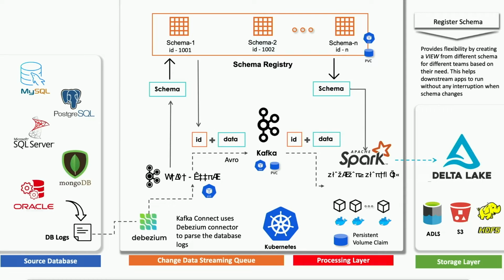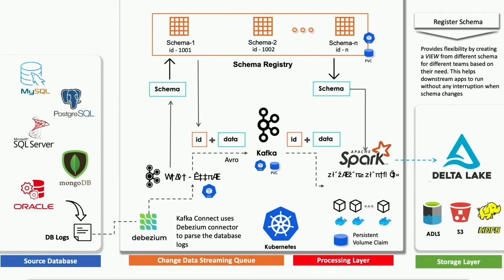Kafka Connect acts as a data producer for the Kafka broker nodes. Kafka Connect uses the Debezium connector to parse the logs from the source system and write them into the Kafka broker nodes. Once it reads the data from the source system, it first pushes the schema to the schema registry, then gets a unique ID for each schema and pushes this ID into Kafka along with the actual data. This way, the payload size in Kafka is drastically reduced.